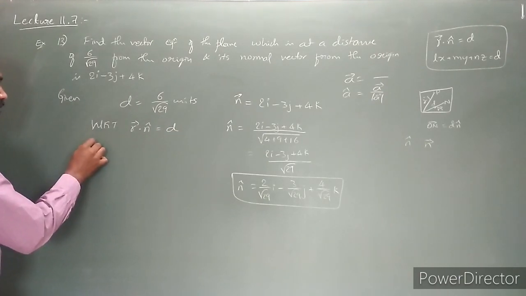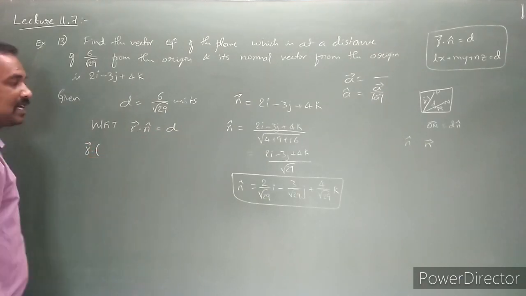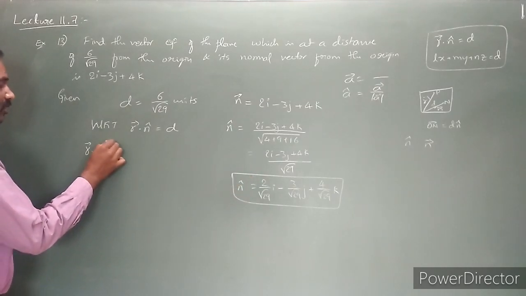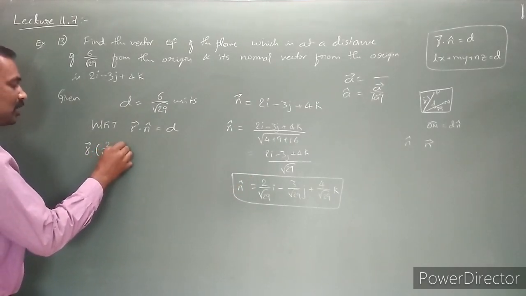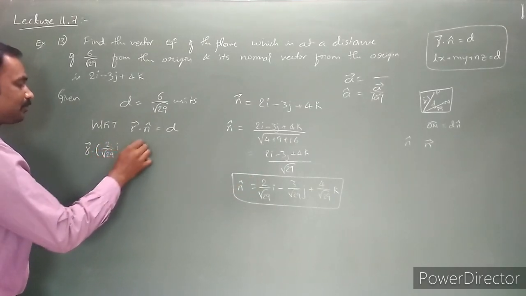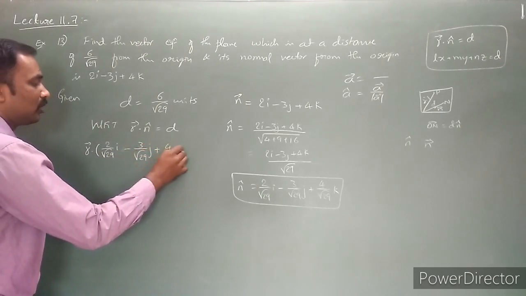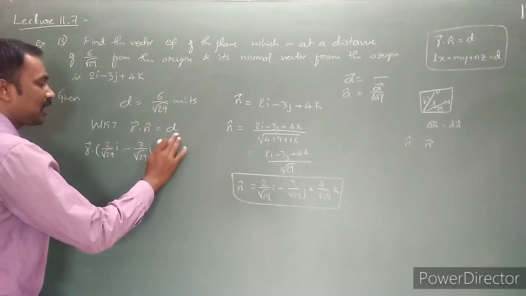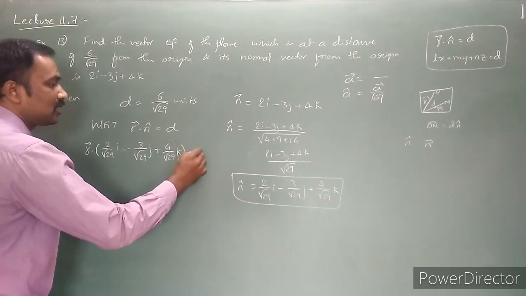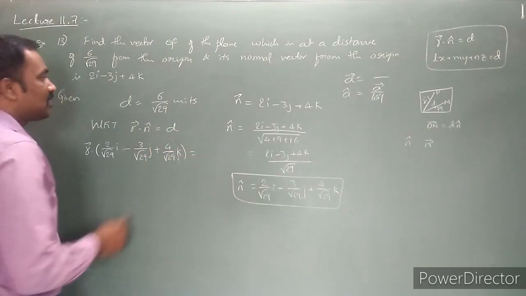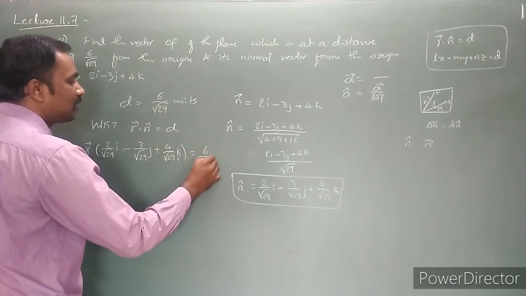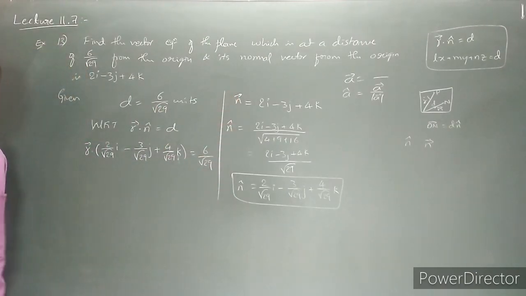So what is the R bar? R bar dot n cap. What is the n cap? Here it is 2 divided by root of 29 i minus 3 divided by root of 29 j plus 4 divided by root of 29 k, is equal to how much? D. What is the D? Distance is given, 6 divided by root of 29.